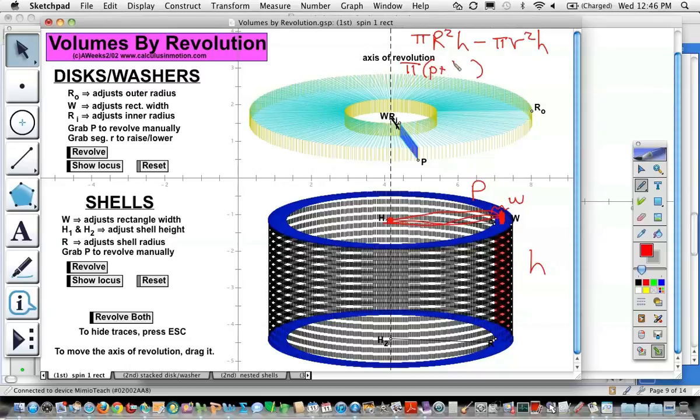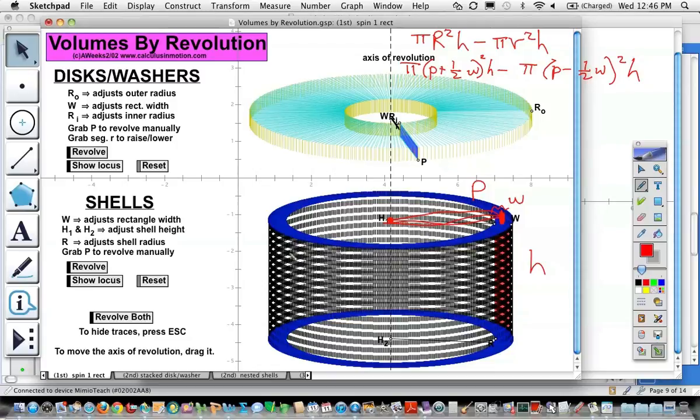P plus 1/2 W, right? P takes me to the center of the strip, and then half a width to the outer radius. And then little r would be P minus 1/2 W, squared, like this, right? Yeah, what the heck, I can write right on this. So now I'm going to work this.